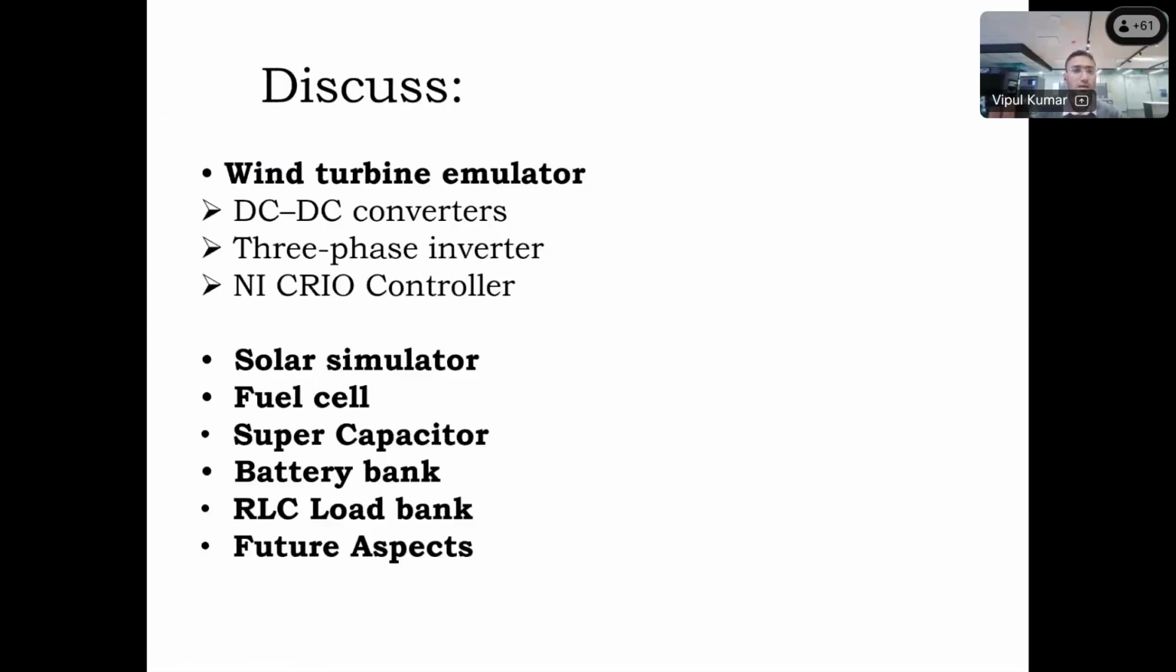So in renewable energy sources, we will discuss the wind turbine emulator and solar array simulator, fuel cell, supercapacitor, battery bank, and load bank. That could be L load, C load, or R load. And in the wind turbine emulator, we will discuss the converters, inverter, and the controller also, which type of controller we have used in renewable energy sources.